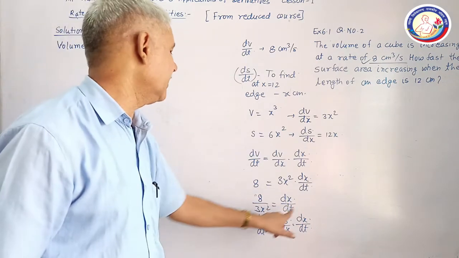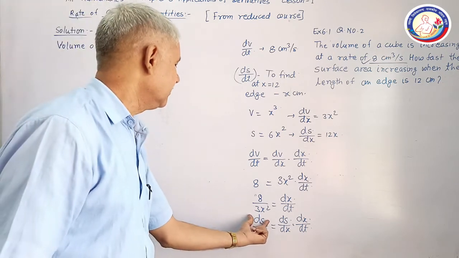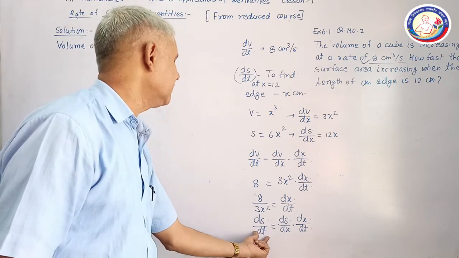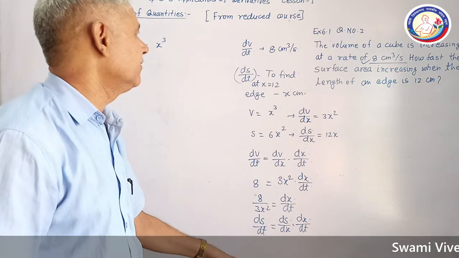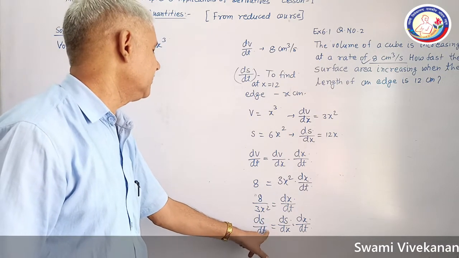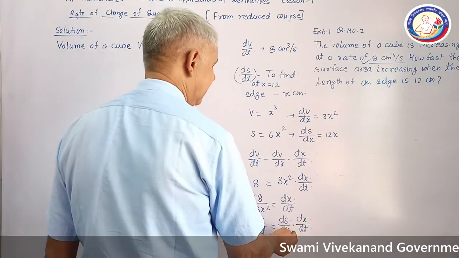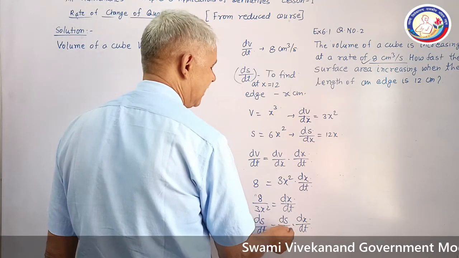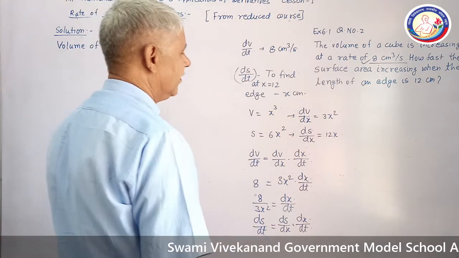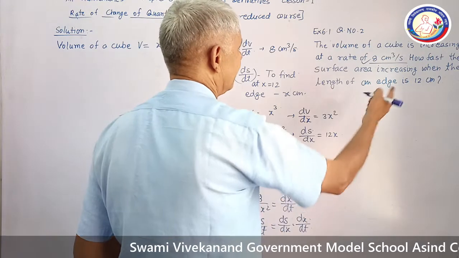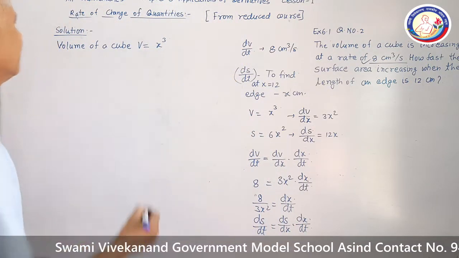Now dx by dt can be written as this. What is the change in surface area with respect to t? This is the rate of change in surface area with respect to t. Now this will be ds by dx, the derivative of S with respect to x, into this. Now combining all these, we can find the final answer. Let us start. V equal to x cube.